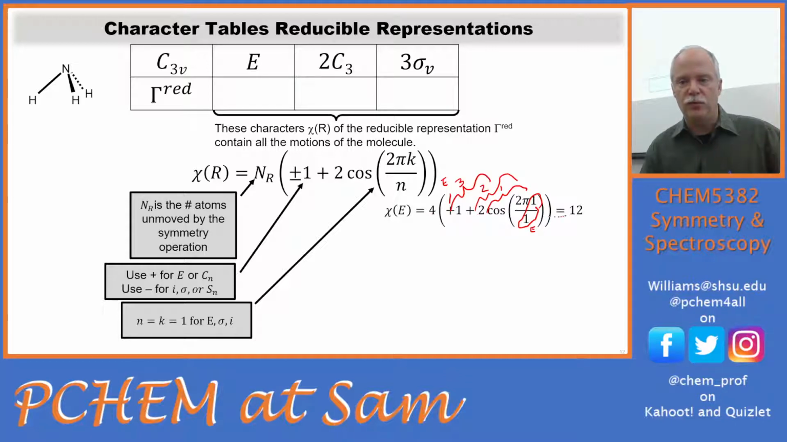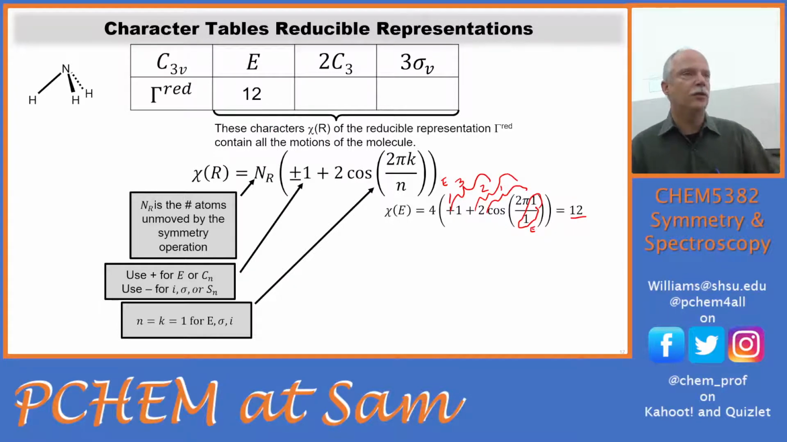3 times 4 is 12. So we end up with 12 up here. So the reducible character under E is 12.